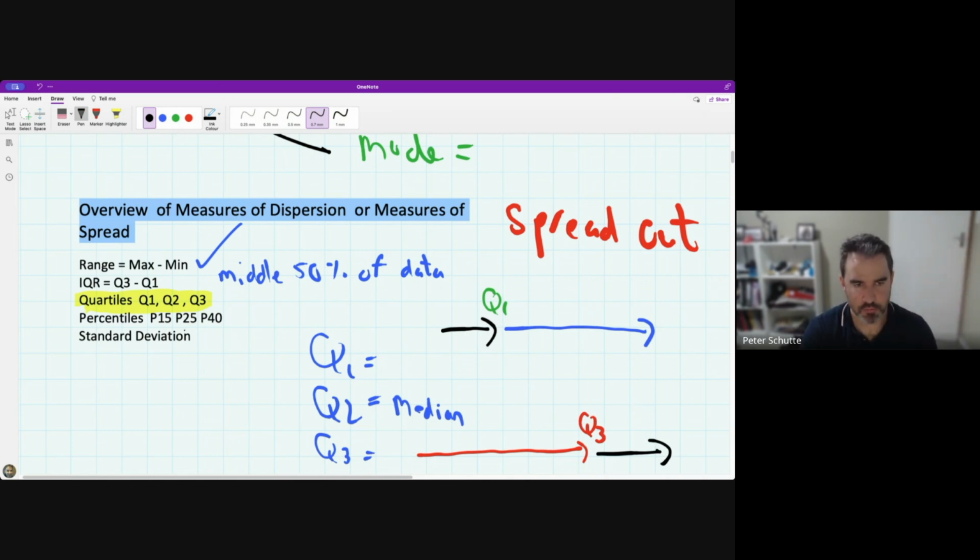Okay, then percentiles. Percentiles are very similar to quartiles. In fact, the first quartile is the same as the 25th percentile, because a quarter is the same as 25%. Q2 or the median is the 50th percentile, and Q3 is the 75th percentile. So with this language, sometimes we have two ways of saying the same thing.